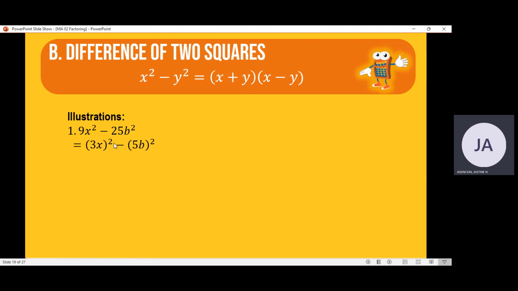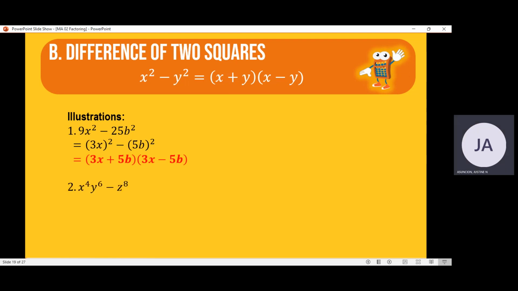And that's 3x and 5b. So that's the quantity 3x squared minus the quantity 5b squared. Simplifying that, we obtain 3x plus 5b times the quantity 3x minus 5b. As you can see, it's just the reverse process of our discussion earlier.